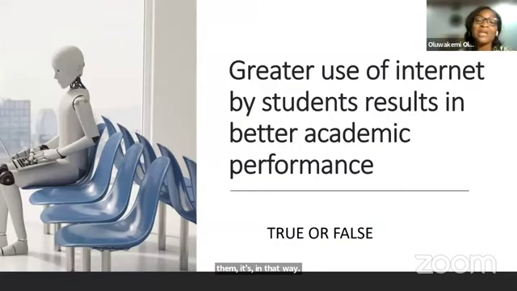So greater here, greater use means you're using it much more, a lot. So that's what it means. And so let's see what your opinions are. Most of you said it's false. Some people say it's true. Some say it depends. So it can be either way.